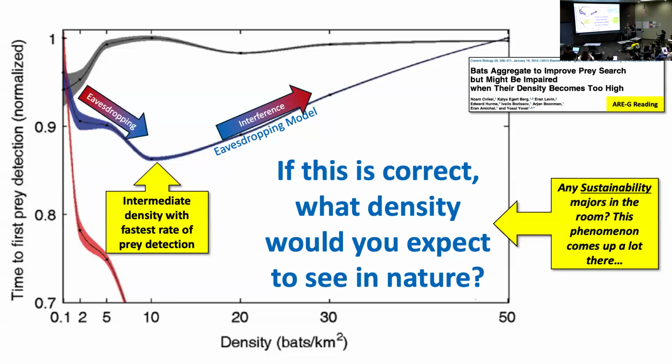If we take a tragedy of the commons perspective, would we expect to see groups of bats at this size or some other size? If we think about this from the perspective of what is the best thing for the individual to do, would we expect that densities would stabilize here or somewhere else? Somebody have any thoughts about that?